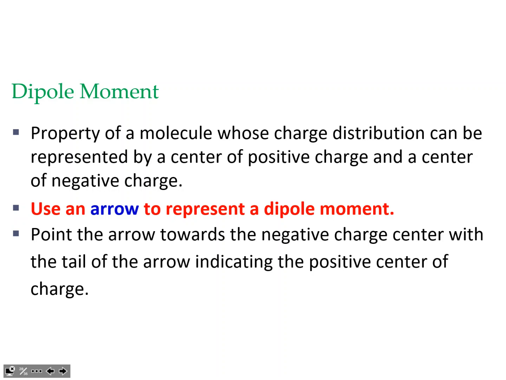We use an arrow to represent the dipole moment. You've seen it previously. It's the arrow and then it has like the little cross at the end like so. You point the arrows towards the more electronegative area where the electron density is going to be greater. Okay, the tail of the arrow is going to be at the positive center where the electron density is less.